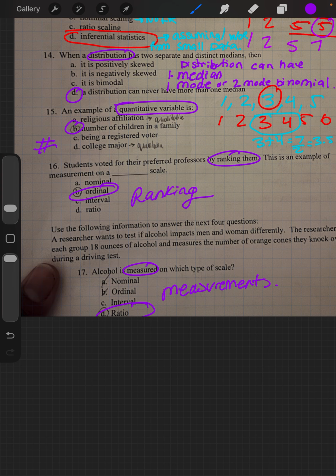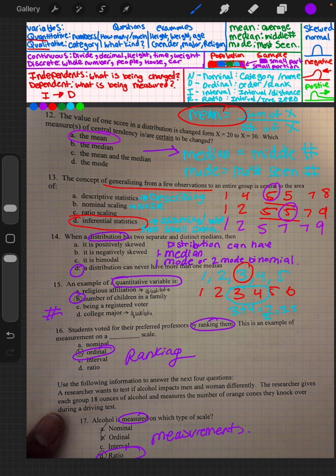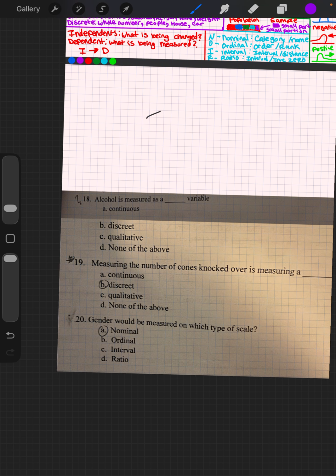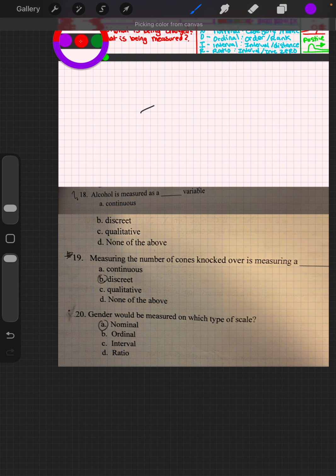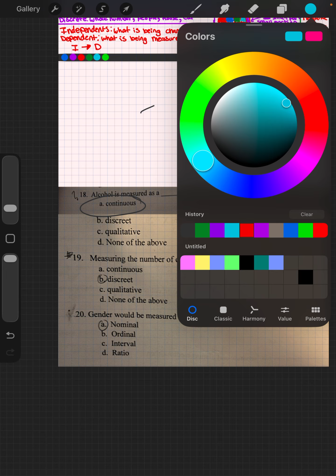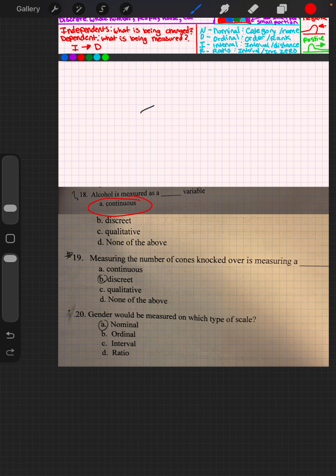Last one. Okay. Alcohol is gonna be this again, only because when you measure something, measurements, it can have decimals. So it would be continuous.